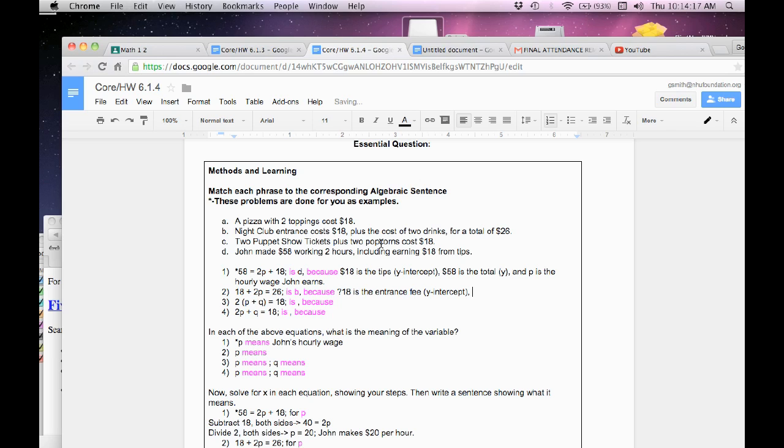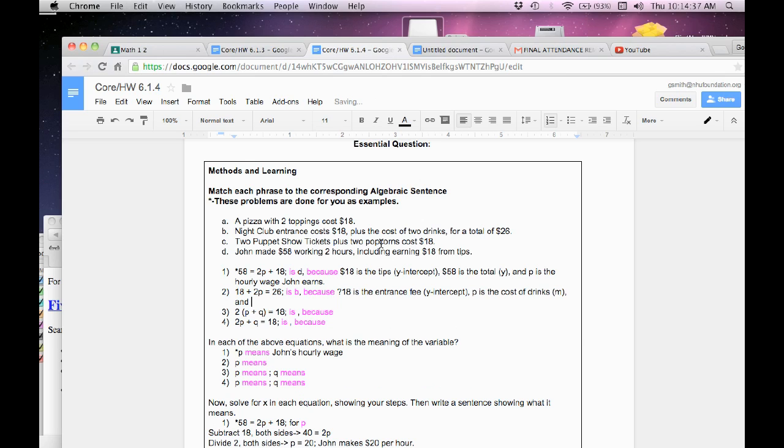And then P is the cost per drink. So that would be the M, actually, the slope. And 26 is the total. So that would be the Y, because that's what everything comes together all together.